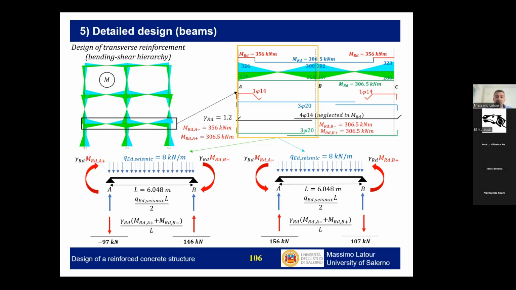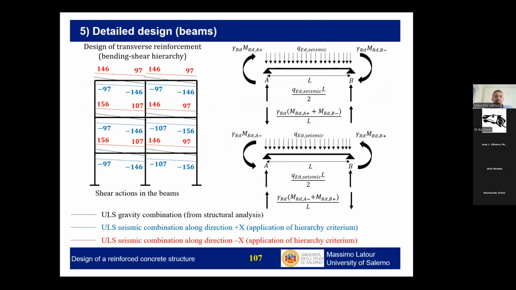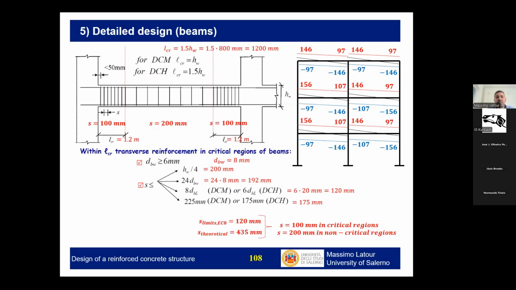Once I have the shear, this is, let's say, just a diagram of the shear force on the whole structure. Of course, I have the shear force in the seismic combination and also the shear force in the gravity combination that will come from the structural analysis. So just the black one is coming from the analysis, the others are coming from the hierarchy criteria. When I have this action, I will have to design the stirrups of the beam. So I will design the stirrups as I normally do for a normal reinforced concrete structure. Just the way I'm defining the action is different.